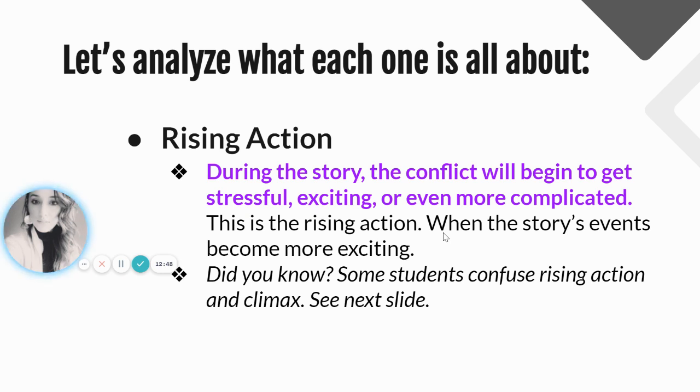Okay. The next one is rising action. During the story, the conflict will begin to get stressful, exciting, or even complicated. So during this part of the story, we realize that the problem is either getting worse or the events in the story are getting really exciting. And so this is called our rising action. One thing we want to make note of is that some students sometimes confuse rising action and climax. I'm going to explain that a little bit more in the next slide, and we'll discuss the clip that you watched and what the difference is between rising action and climax. But for right now, rising action is basically when the story begins to get more exciting or more complicated.